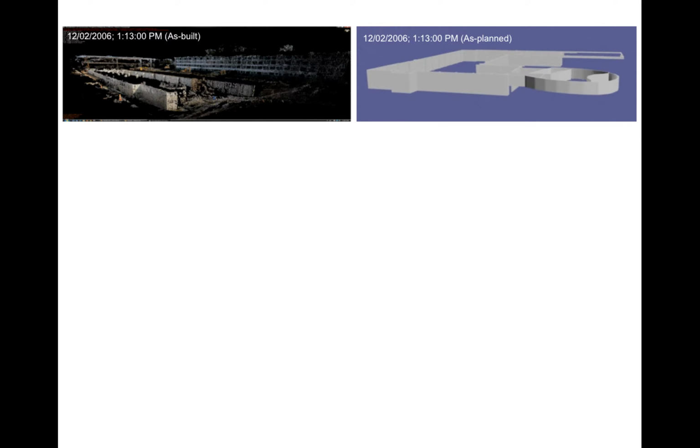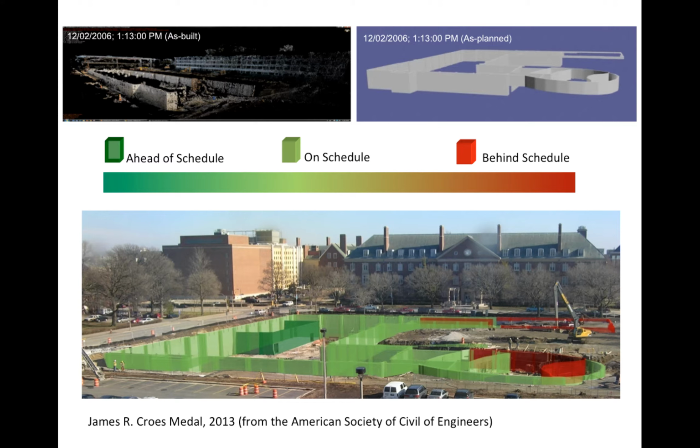By comparing such semantic reconstructions with the plan model at any given day, we show that it is possible to automatically predict elements that are constructed on schedule, ahead of schedule, and behind schedule, as well as enable the automatic tracking of structural changes. Because 4D AR has initiated a paradigm shift in the civil engineering community, it has been recognized by numerous awards, including the prestigious James Croes Medal from the American Society of Civil Engineers in 2013.